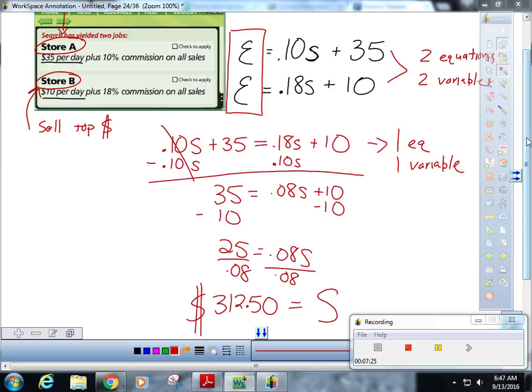And if we wanted to come up with a plan, we would say if we thought we were going to sell, on average, more than $312 worth of stuff, then we would want to work at store B. Okay, if we were not going to sell more than $312 worth of stuff, then we would want to work at store A. So you can see how commission works. It incentivizes the worker to sell more.